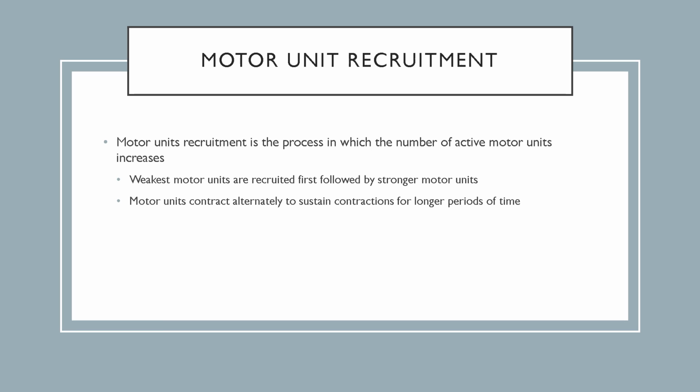Now, the process in which the number of active motor units increases is called motor unit recruitment. Typically, the different motor units of an entire muscle are not stimulated to contract in unison. So while some motor units are contracting, others are relaxing. So your entire muscle is not all contracting at once. This is a pattern of motor unit activity that delays muscle fatigue and allows contraction of a whole muscle to be sustained for longer periods.